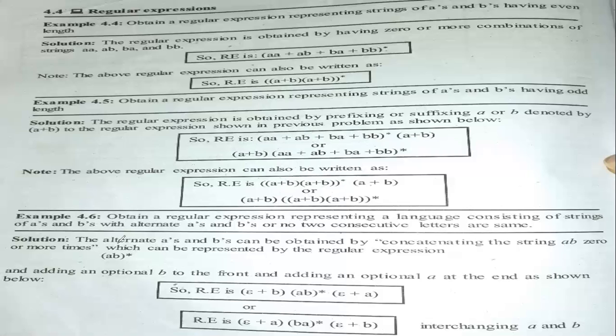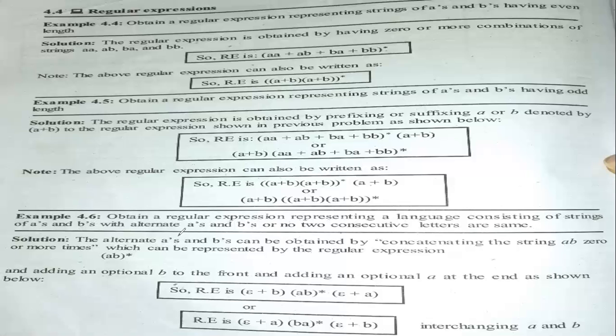Obtain a regular expression representing a language consisting of strings of A's and B's with alternate A's and B's, or no two consecutive letters are the same. A combination of A and B may be available, but two consecutive letters should not be the same. Like double A should not occur, double B should not occur. AB any number of times is okay, fine, no problem. It is possible. Now this is a bit tricky, we'll go through the solution.